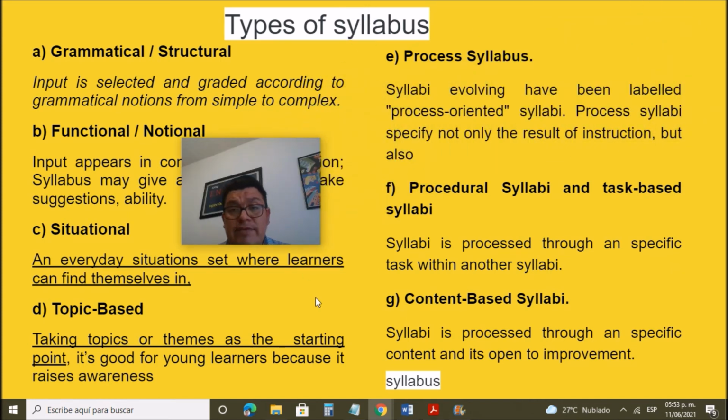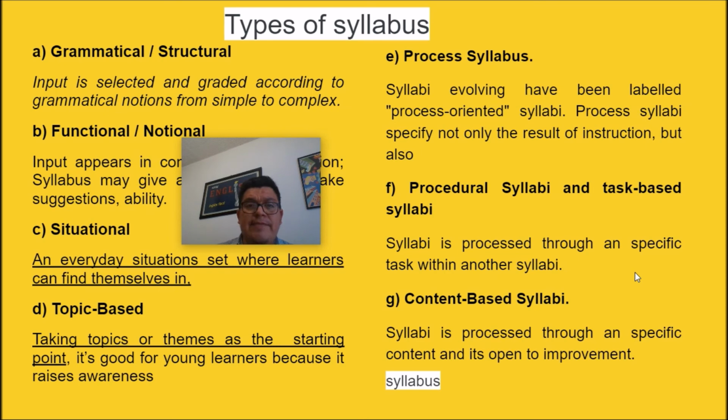Also the process syllabus, that is a syllabus evolving, has been labeled process oriented, and it's part of the instruction. Procedural syllabi and task-based syllabi. Task is pursued through a specific task within another syllabi, and then content-based syllabi is processed through a specific content. The procedural syllabi is when one activity involves another one and then goes back. So that's how I get it.